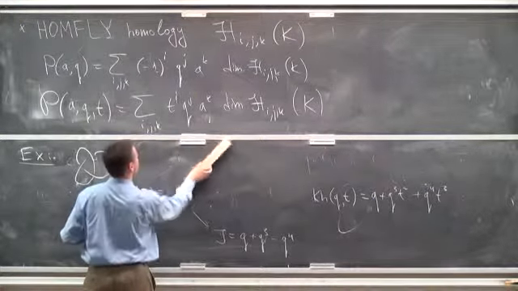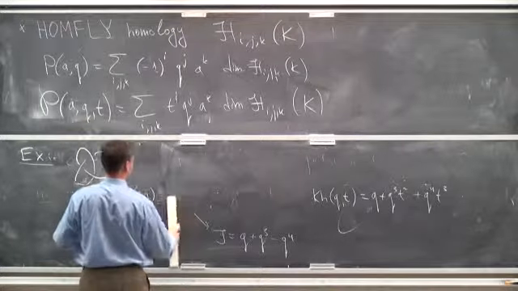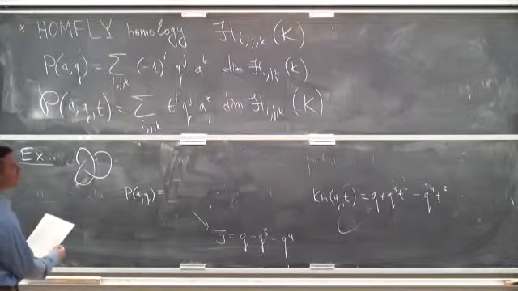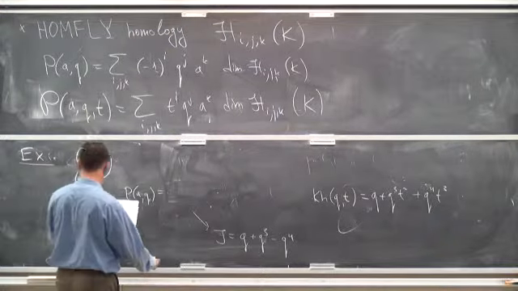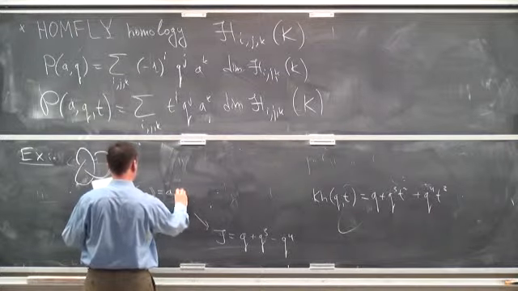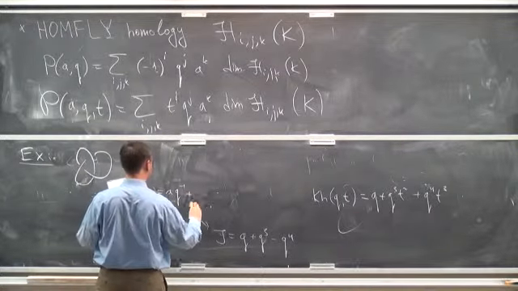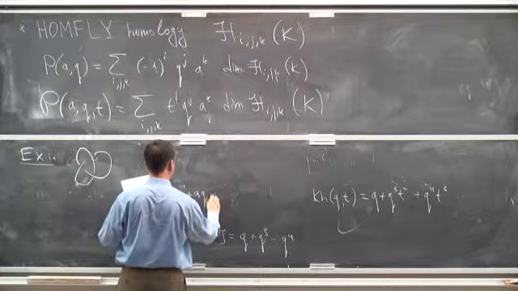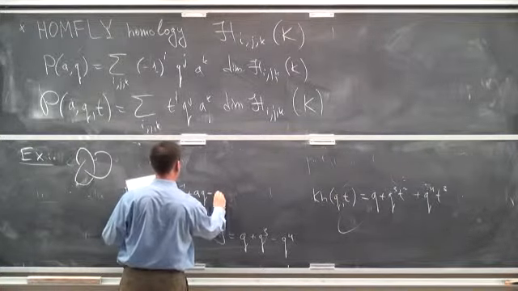And let's see, where is Homfly? Do I still have it on the board somewhere? Well, anyhow, I'll just read it off again from my notes. So it's a times q inverse plus a times q minus a to the fourth.